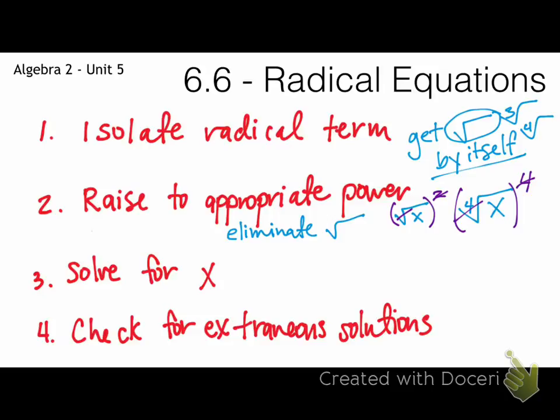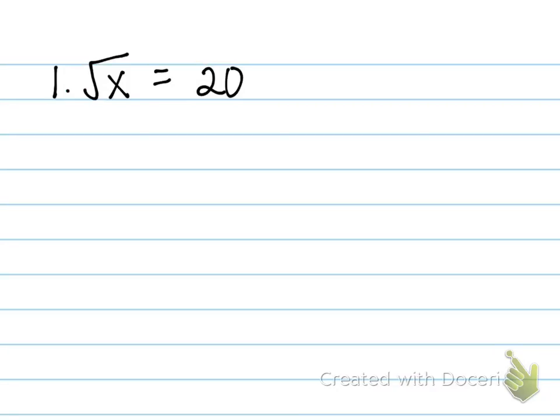To check for extraneous solutions, you just plug back into the original. So plug back into the original equation. So we're going to do a few examples together. You can follow along. For this first one, we have the square root of x equals 20.